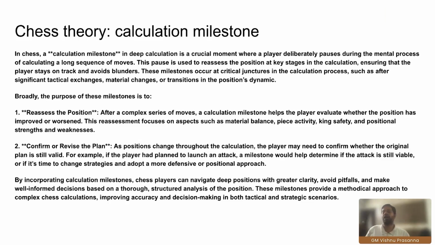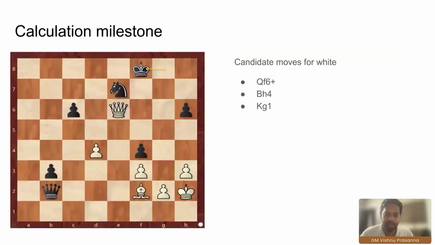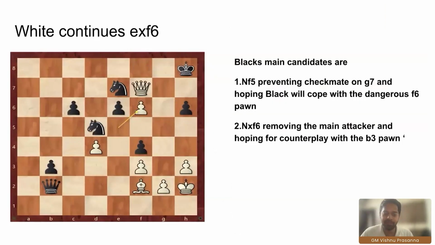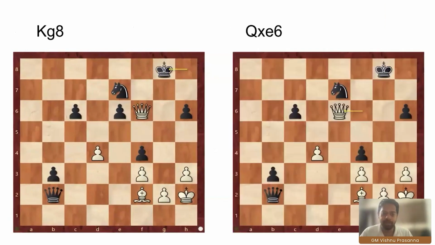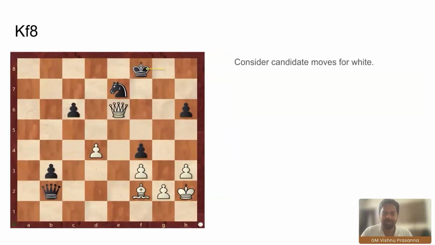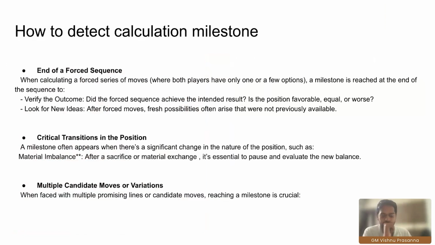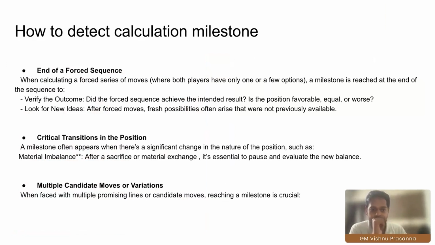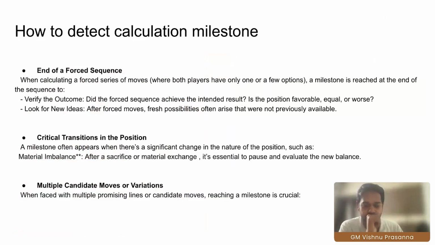As a player, what I'm trying to say is that you cannot see till the end. So when you play queen f6 or when you play knight f6, you don't have to see the move bishop h4. You can come here and see. So that is why I'm saying it's a calculation milestone. If it is the end of a forced sequence, and everything was fairly forced now, or critical transitions in the position, multiple candidate moves. So one of these three things.